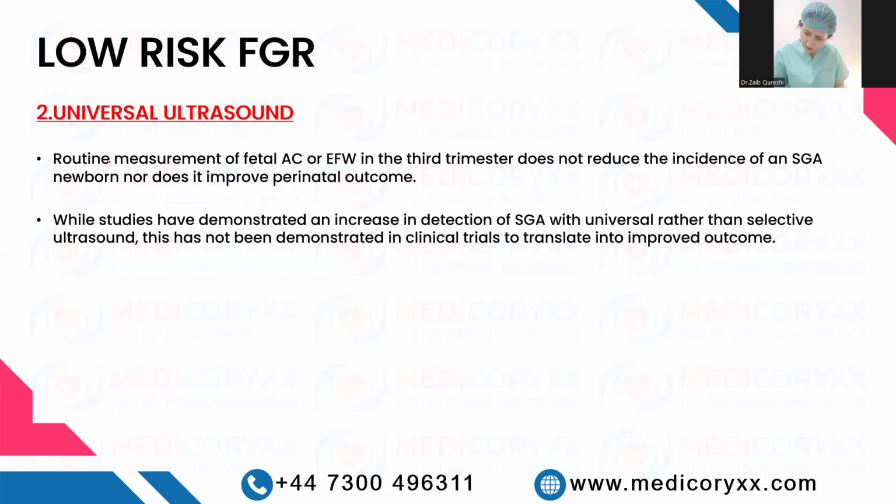Then the second thing is universal ultrasound. Universal ultrasound means we will do the anomaly scan. We will look for fetal AC and estimated fetal weight in the third trimester. Okay. And we will be plotting them again.